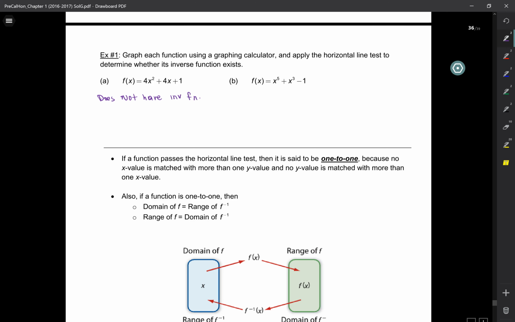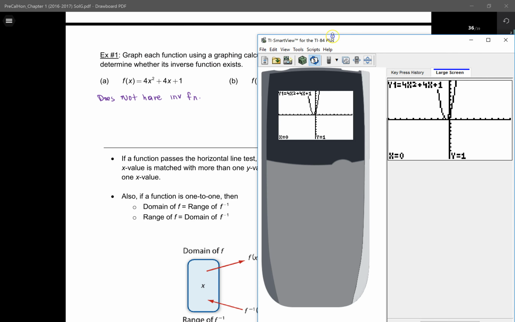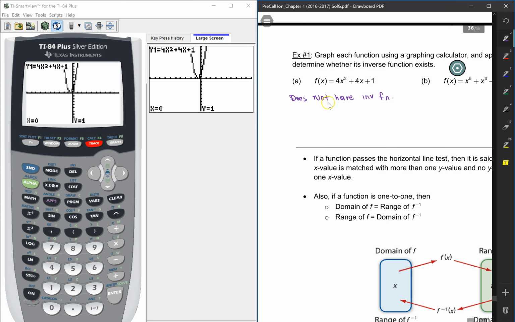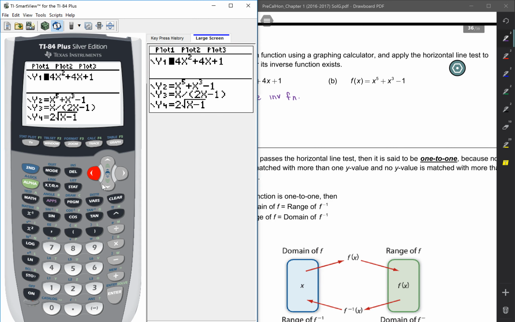Now let's do the other one. The other one is x to the 5 plus x cubed minus 1. And I also have that one here.